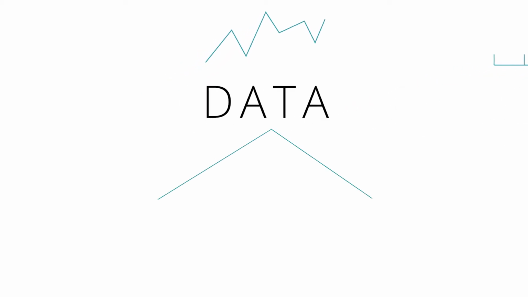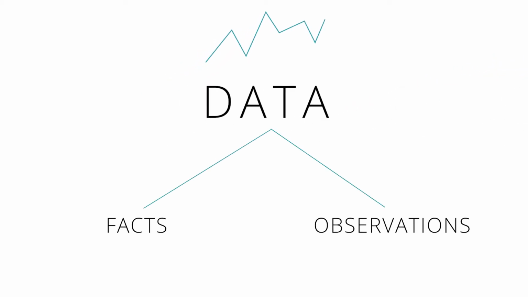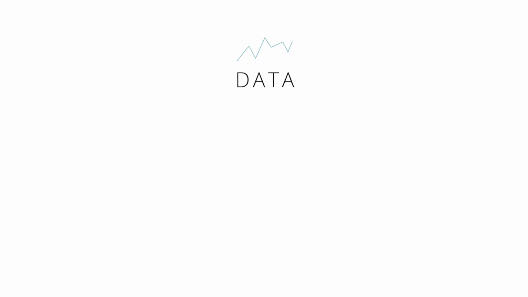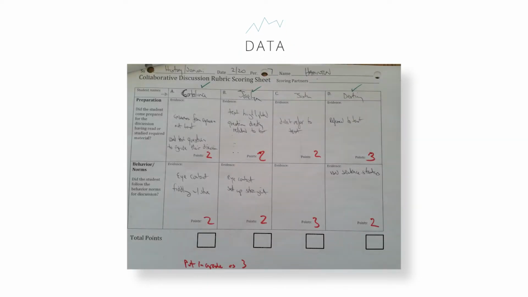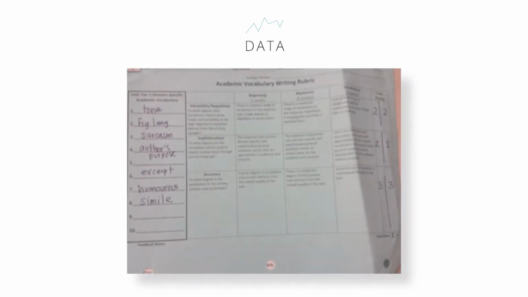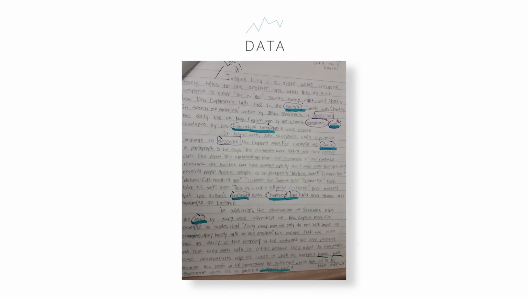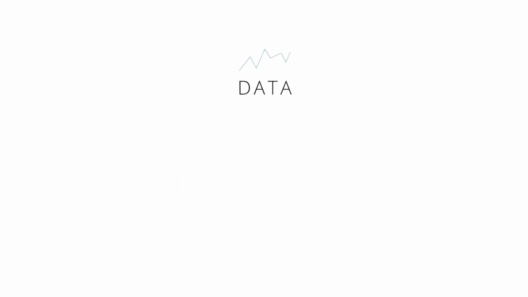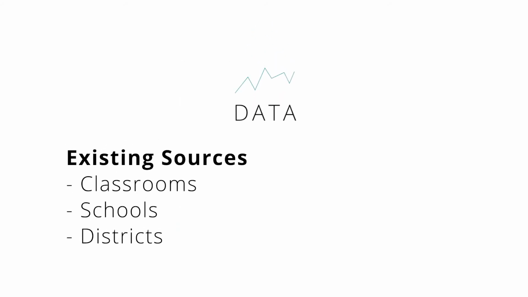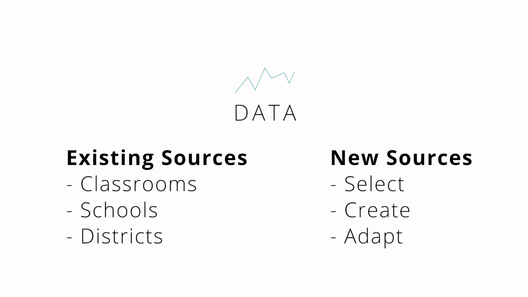Data are facts and observations used to build knowledge or evidence. Data can take many forms and come from different sources. STEP data may come in the form of numbers, such as survey results, student rubric scores, or test scores. STEP data may also come in the form of words, like notes from discussions during focus groups, or comments on an observation form. STEP data may come from existing sources in your classroom, school, or district, as well as new sources that your team decides to select, create, or adapt.